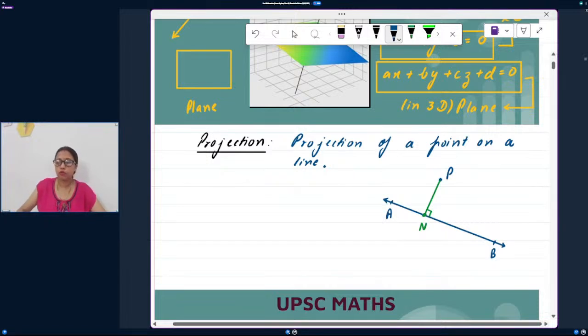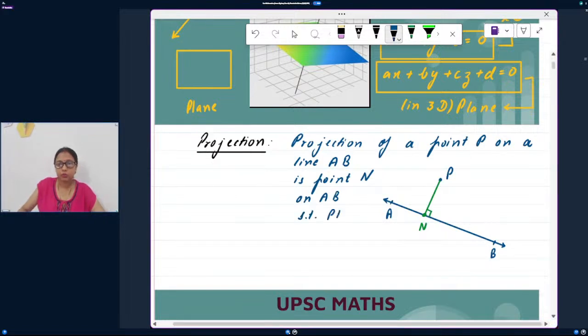The projection of a point P on line AB is actually point N on AB such that PN is perpendicular to AB.